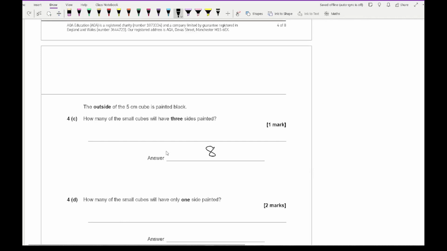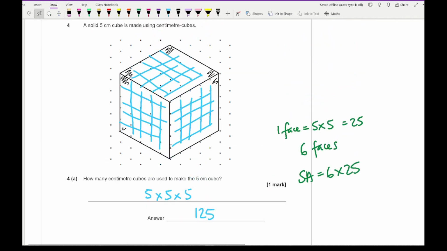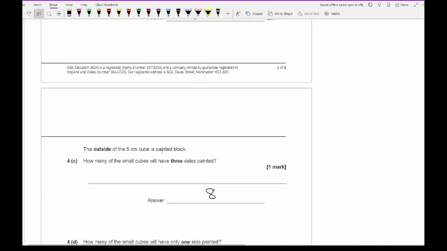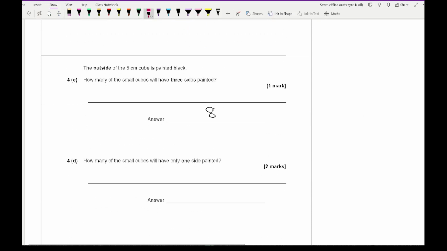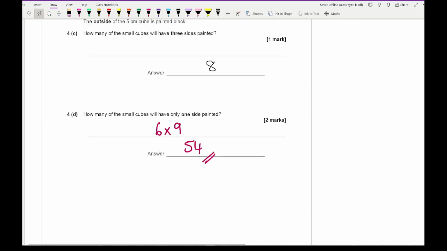It then says how many of the small cubes will have only one side painted. So if we go back to this, in terms of only one face being painted, it's going to be this one, that one, that one, that one, that one, that one, that one. And that's going to be the same on each of the 6 faces. So on each face we're going to have 9 cubes painted. So it's going to be 6 times 9, which is 54. And there is our final answer.